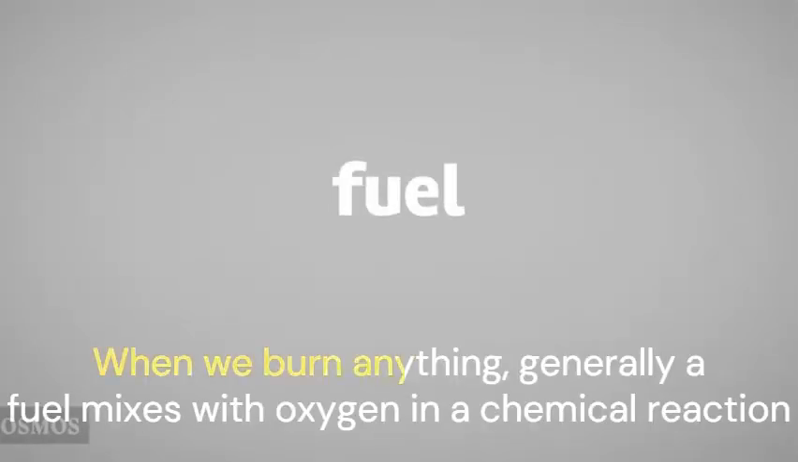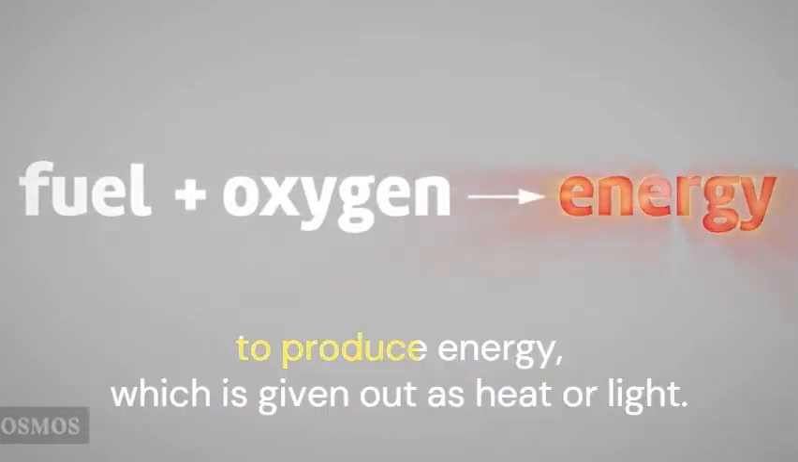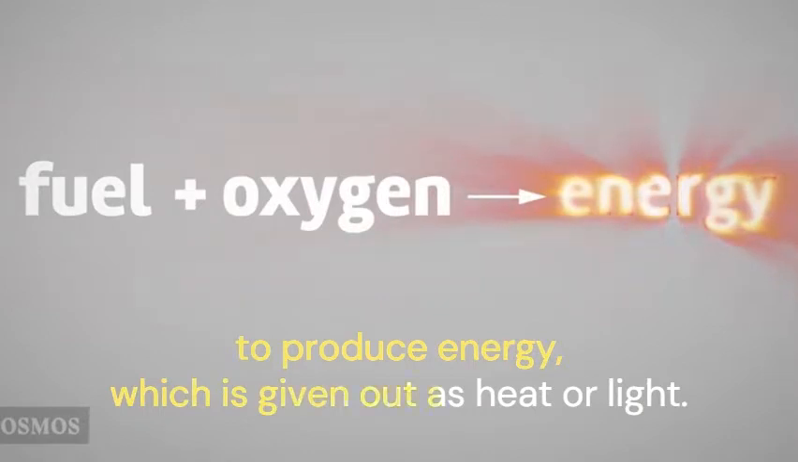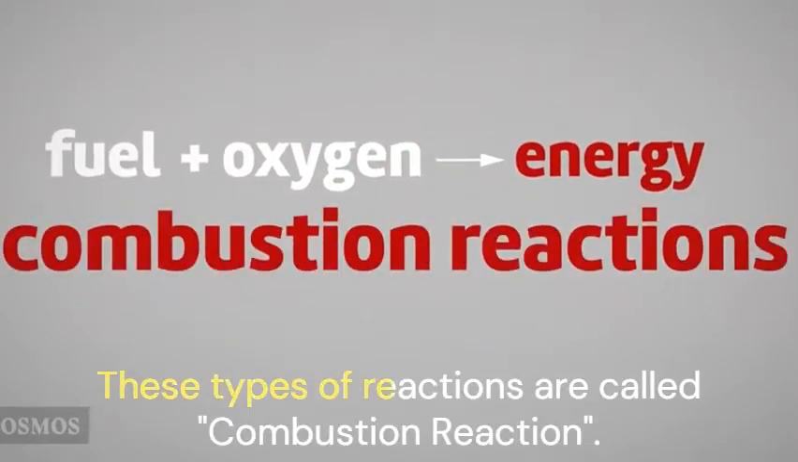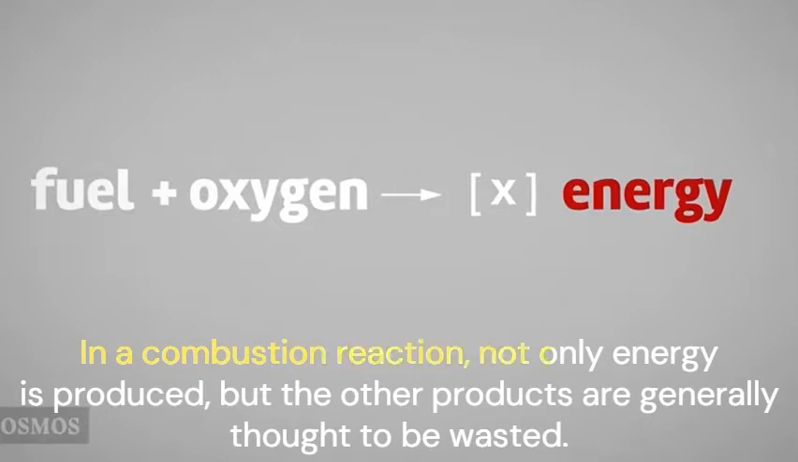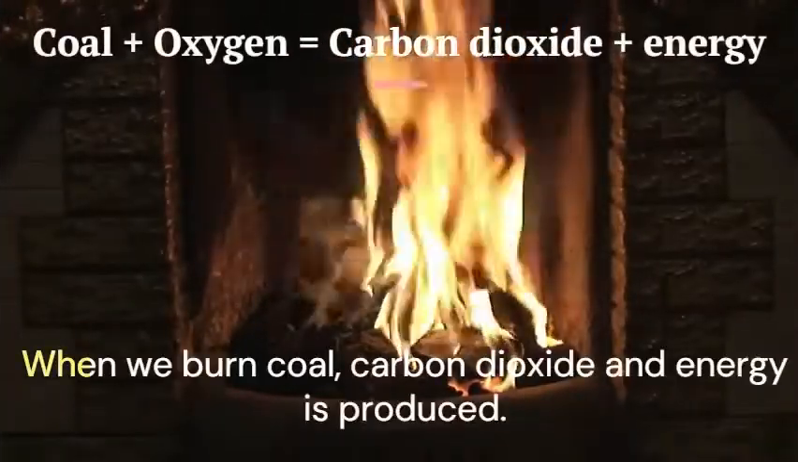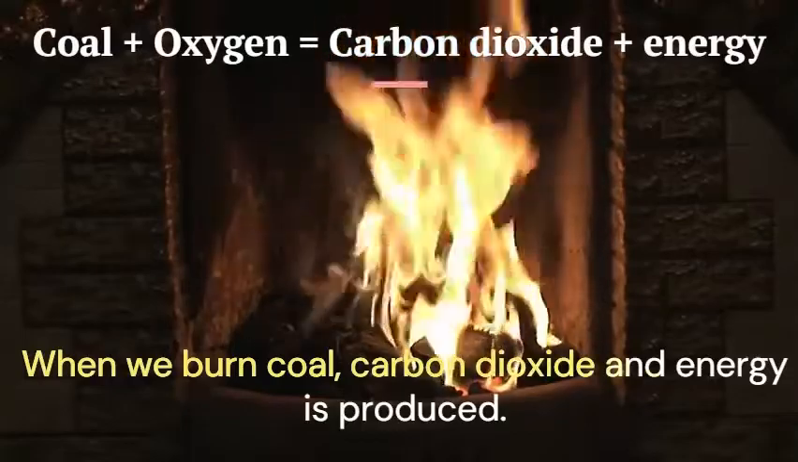When we burn anything, generally a fuel mixes with oxygen in a chemical reaction in order to produce energy, which is given out as heat or light. These types of reactions are called combustion reactions. In a combustion reaction, not only energy is produced, but the other products are generally thought to be wasted. When we burn coal, for example, carbon dioxide and energy is produced.